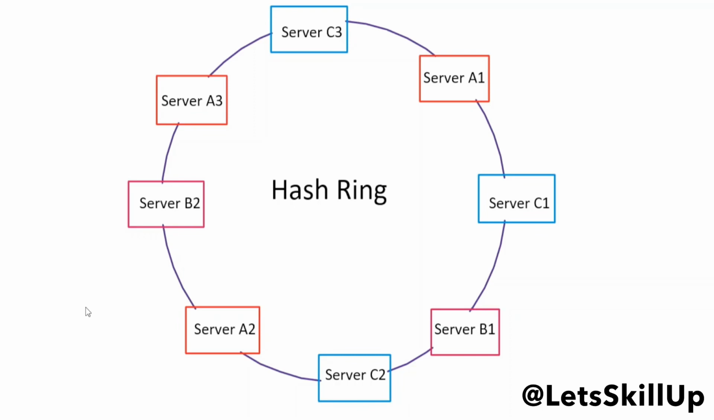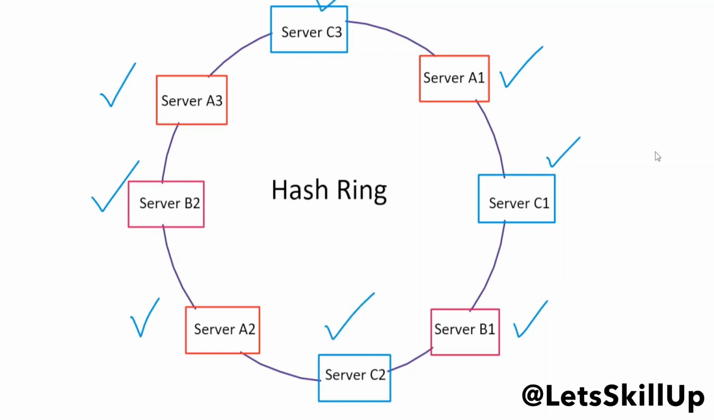To ensure that object keys are evenly distributed among different servers, we need to apply a simple trick. Rather than assigning only one position to a server on the circle, we would assign it multiple positions. So each server will have multiple values and it would be found on multiple locations on this hash ring. Let's say for server A, we have server A1, server A2, server A3. All these three represent the server A. Similarly, for server B, we have server B1 and server B2 labels. And for server C, we have server C1, server C2, and server C3 labels.